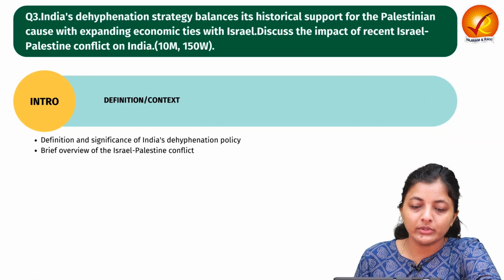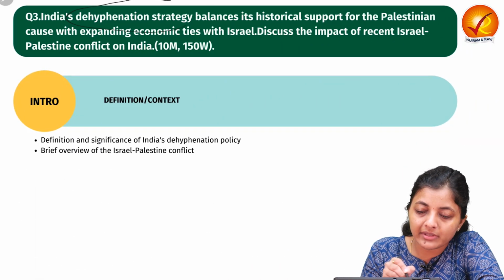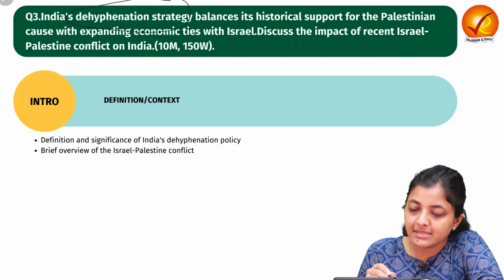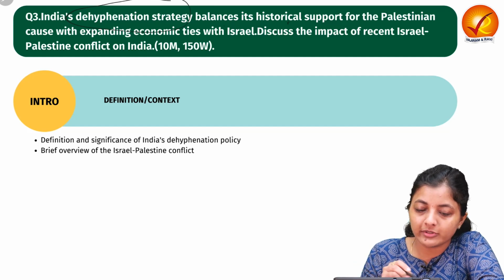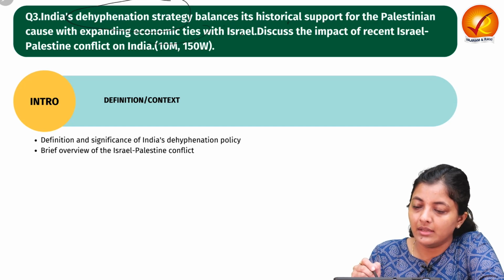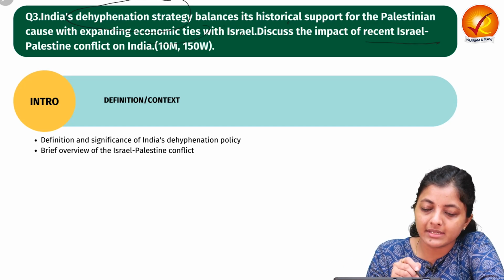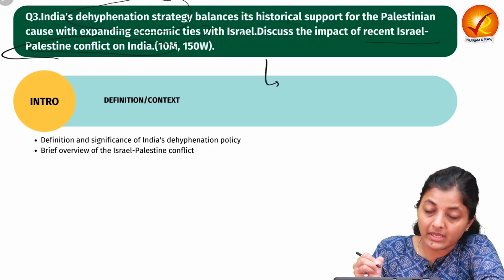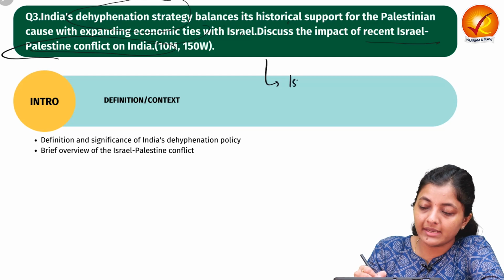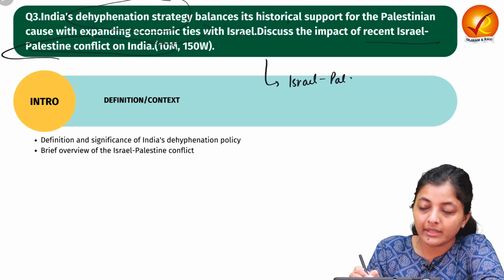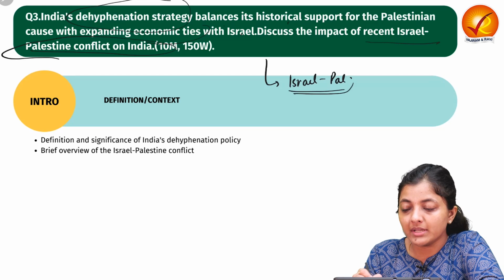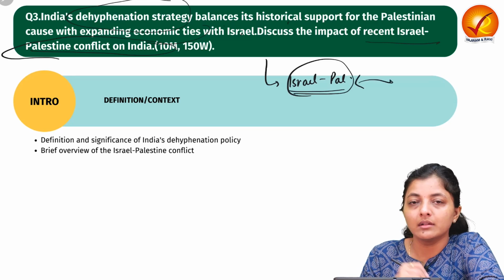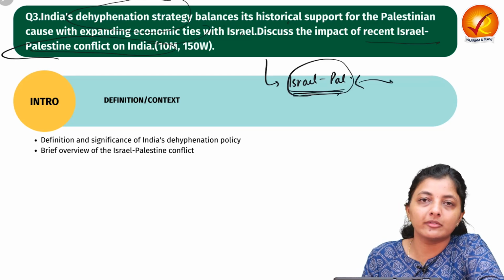Now let's see the third question. India's de-hyphenation strategy balances its historical support for the Palestinian cause with expanding economic ties with Israel. Discuss the impact of the recent Israel-Palestine conflict on India. So there is a conflict going on between Israel and Palestine, and the question is asking what the impact on India from this conflict would be.